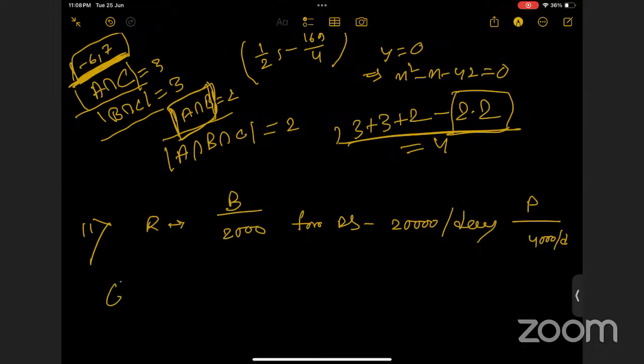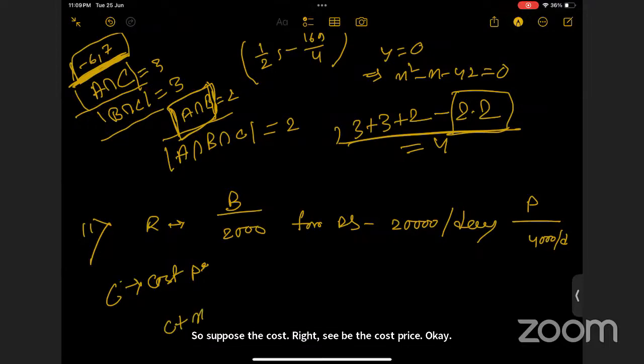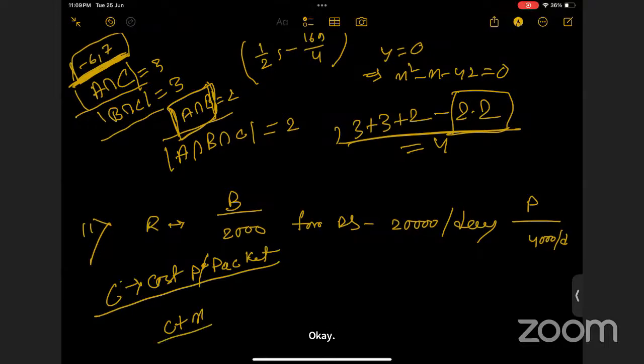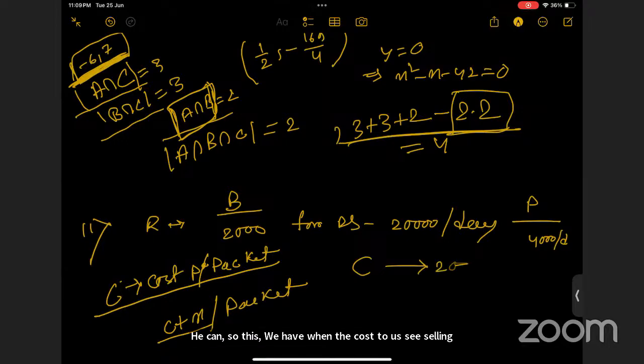So suppose C be the cost price, okay? If we increase the cost price by X per packet, he can increase the selling price by 2x per packet. So when the cost was C, the selling price was this.